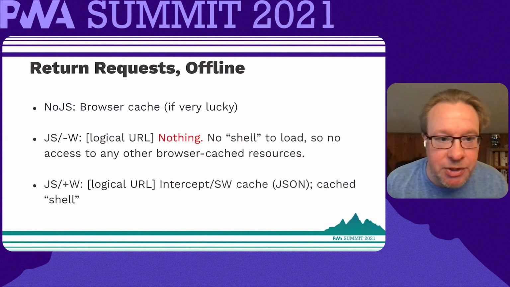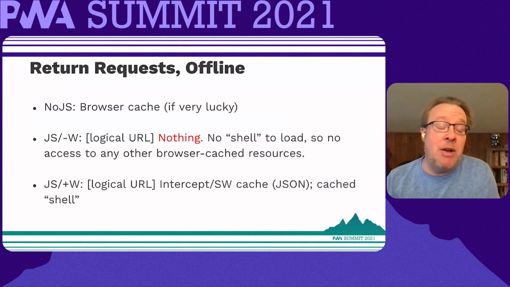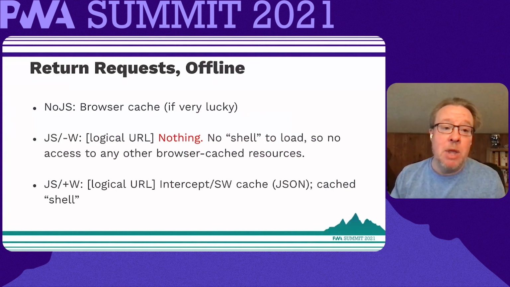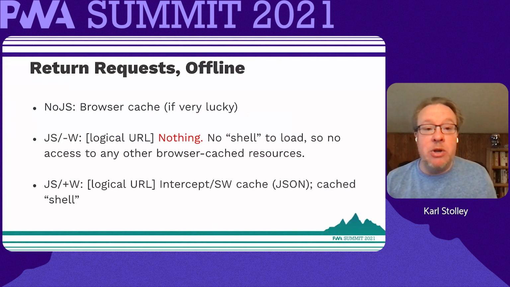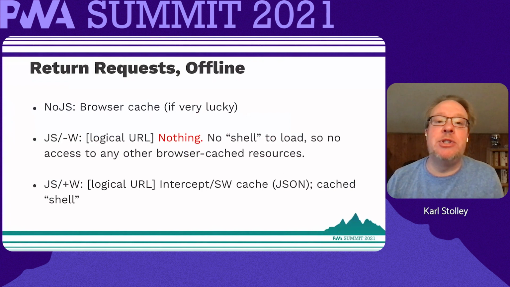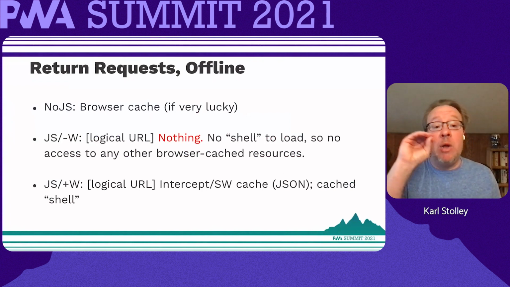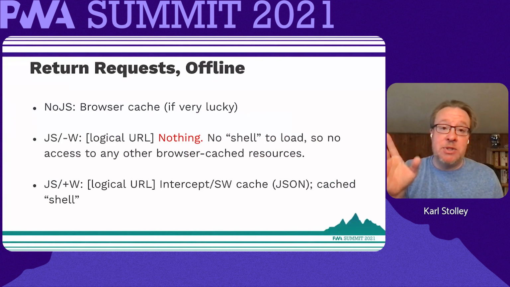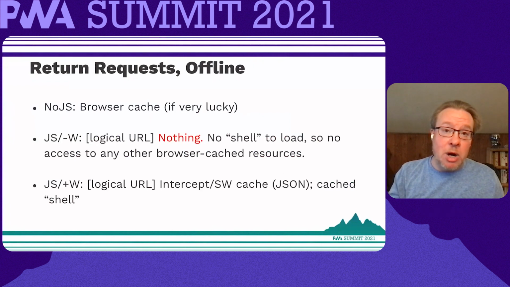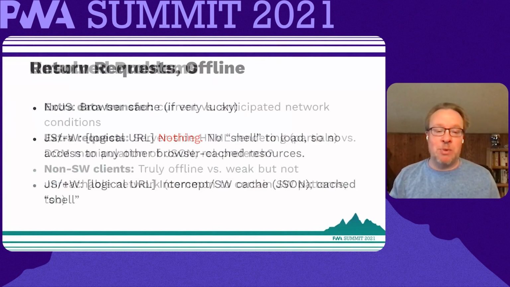All right. This is where it gets interesting, though, is when we have return requests, but we're offline. With no JavaScript, if the browser has cached it, if we're very lucky, we'll get a cached response. That's all up to the browser that's working it. The big problem is with JavaScript, but no service worker. If we've got a return request and we're offline, we're going to get nothing because there's no shell to load, so there's no access to any other browser cached resources. And here we're thinking that with JSON without a service worker, we're just kind of clipping things off and not grabbing the true URL and caching that. And of course, with our service worker, everything's fine because that's what makes service workers great.